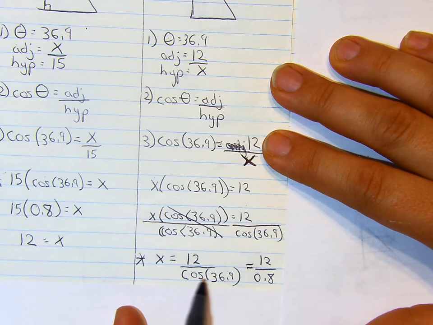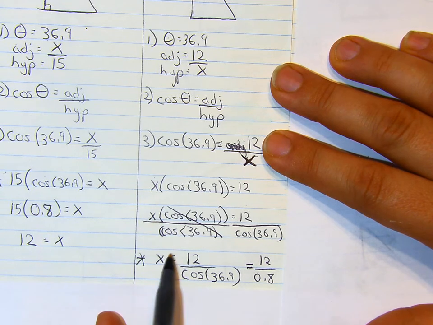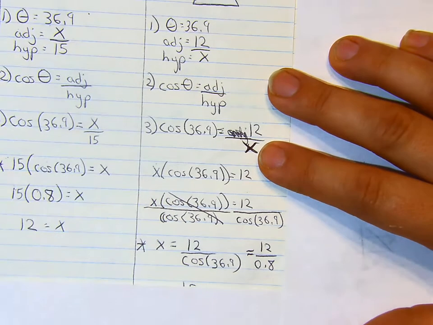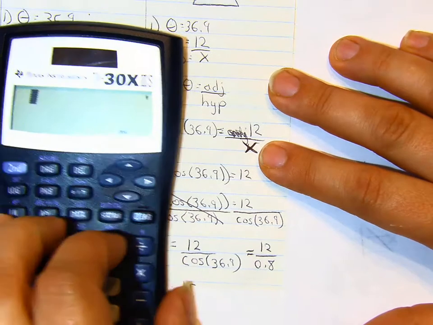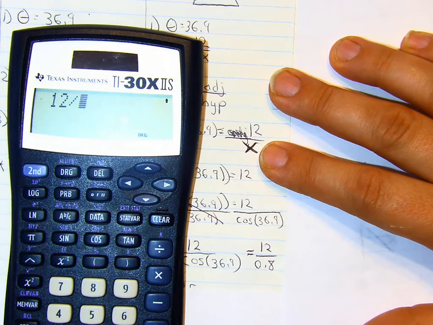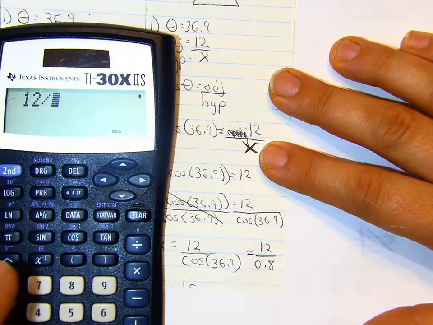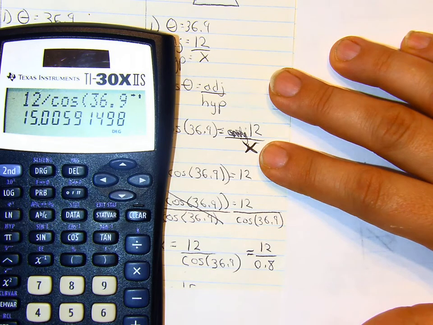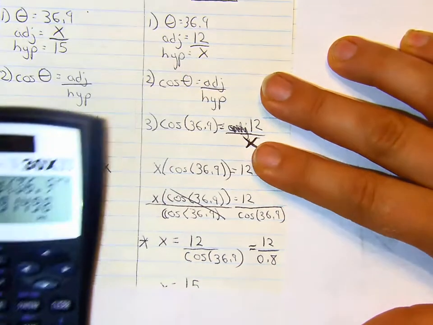So the cosine of 36.9 is basically 0.8. So this is what you enter into your calculator. This works too, it's the same thing, to get our answer. So here's my excessive calculator work. Being sarcastic, obviously. 12 divided by cosine 36.9. Boom. And I get 15. Okay.